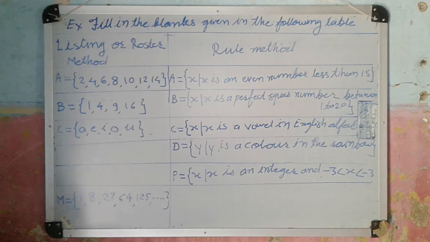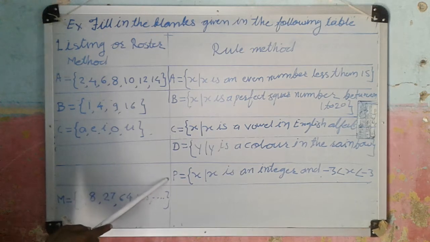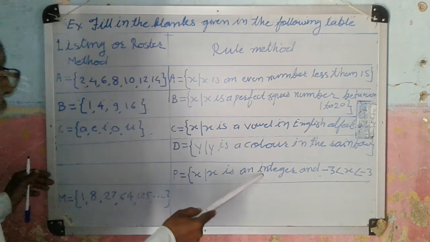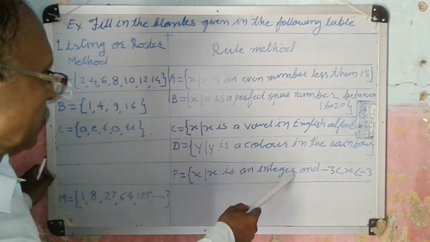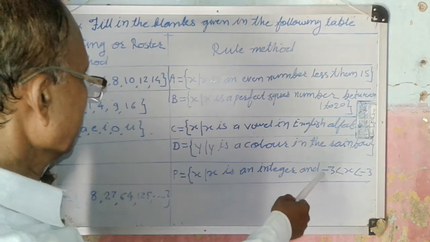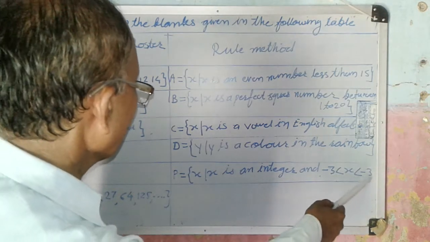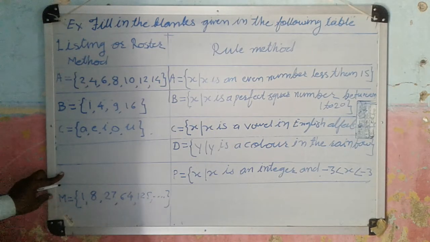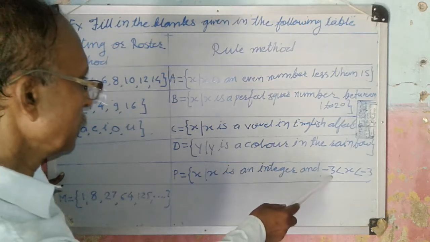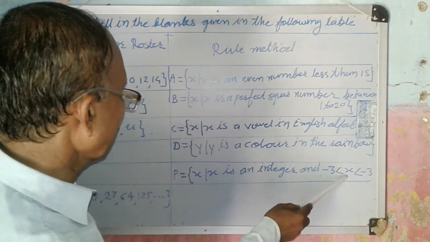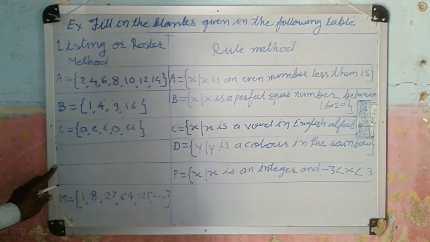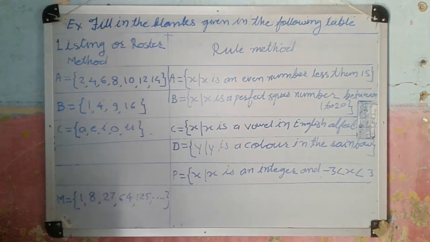Now the next is P is a set of all x such that x is an integer and minus 3 is less than x is less than 3. That means the elements of this set are integers which are greater than minus 3 and less than 3.